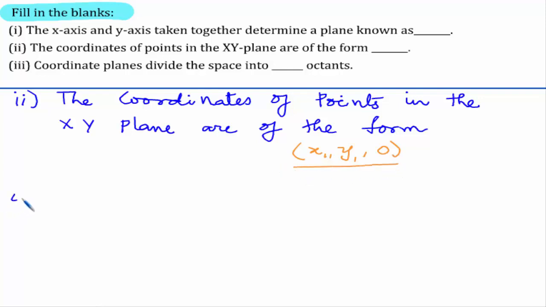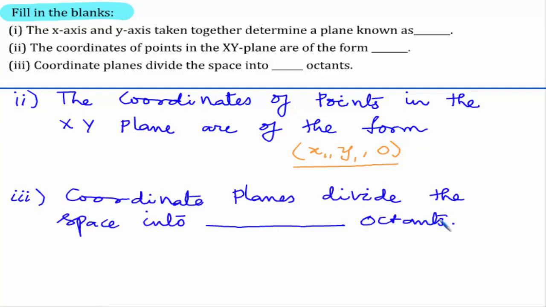Let us see the third one now. Coordinate planes divide the space into dash octants. You can observe here the word octant itself tells us that the number of parts it is divided into is 8. Therefore, coordinate planes divide the space into 8 octants.